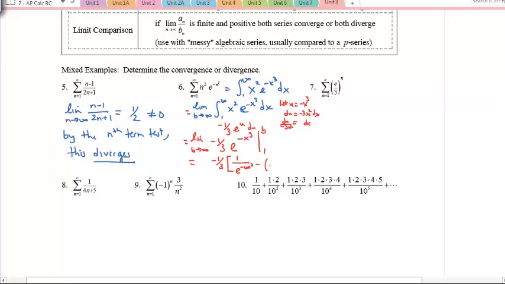Minus 1 over 3e. Sorry, 1 over e to the power of 1 is just that. Simplify, that's 0, so that's positive 1 over 3. So since this is a number, the series converges by the integral test.